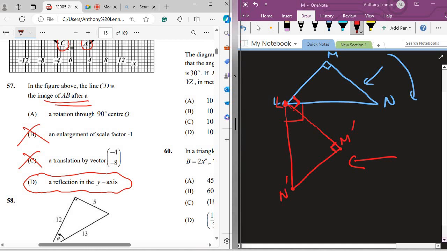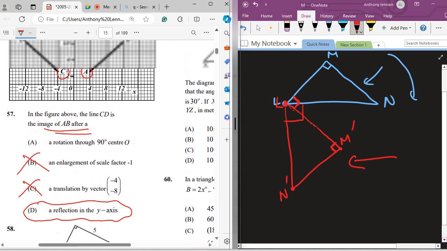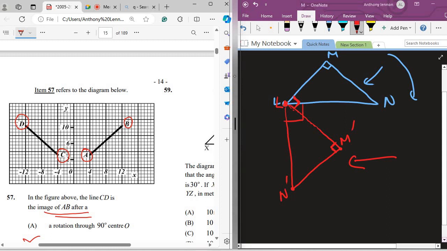All right, good night. 57D, a reflection in the y-axis. Which one do you think it is? Is it a reflection in the y-axis, or a rotation about 90 degrees?